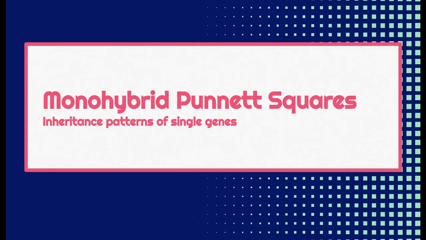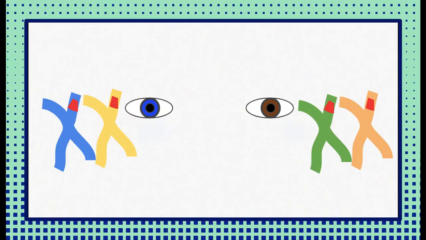Monohybrid Punnett squares is when we look at the inheritance of a single trait, such as eye color. Let's take this example. Blue eye color is a recessive trait. That means it will only show up if there are no dominant alleles present. Brown eye color is a dominant trait. It will show up if there is a dominant allele present.